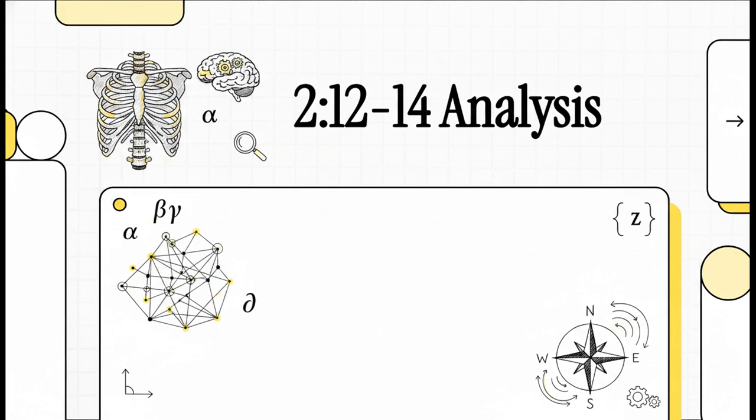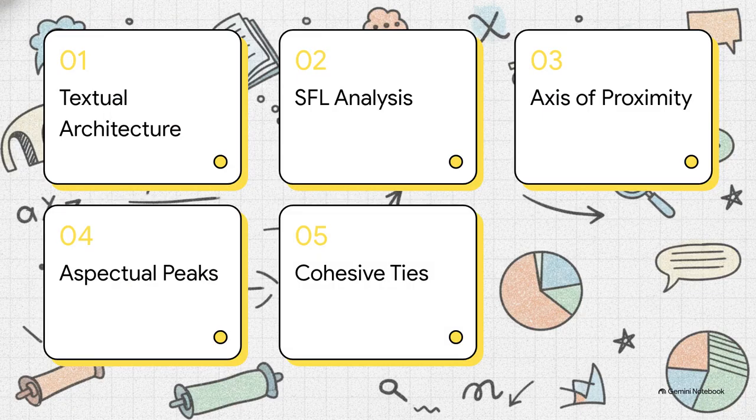We're going to examine the very bones of this text using systemic functional linguistics and then map out its spatial discourse using the absolute latest in verbal aspect theory. Here is our roadmap for the analysis. We're going to cover textual architecture, SFL metafunctional analysis, Campbell's axis of proximity, aspectual peaks, and finally, the cohesive infrastructure.